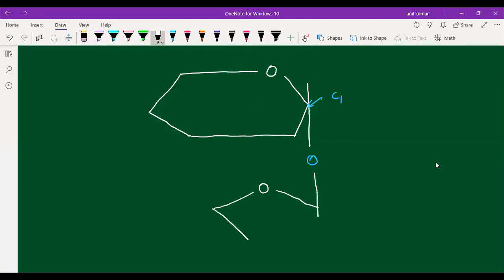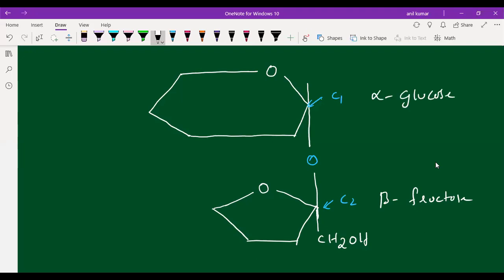CH2OH. Right. So now you can see, which carbon is this, students? This is the C2 carbon of fructose, the C2 carbon of beta fructose. This is the C1 carbon of alpha glucose. Okay, alpha glucose, or if you want to write it clearly, alpha D glucose, or here beta D fructose. Now you draw the remaining atoms.